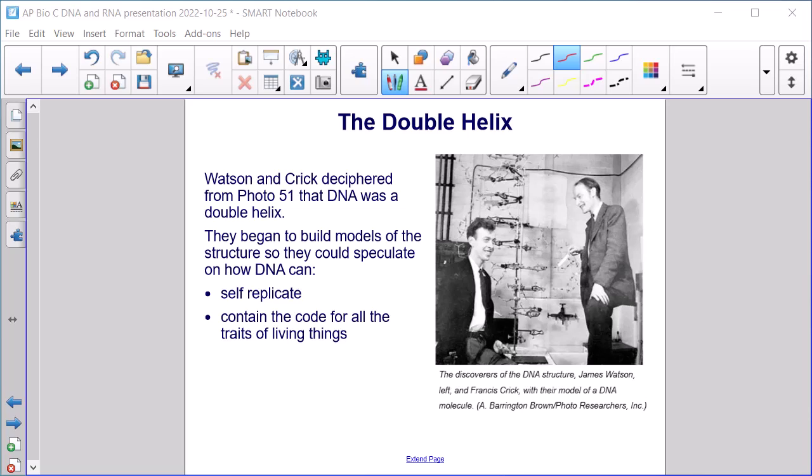Watson and Crick deciphered from photo 51 that DNA was a double helix. They began to build models of the structure so they could speculate on how DNA can both self-replicate and contain the code for all the traits of living things.